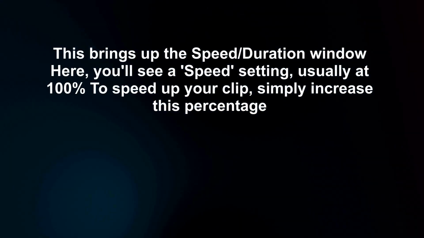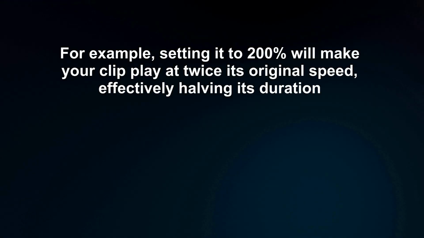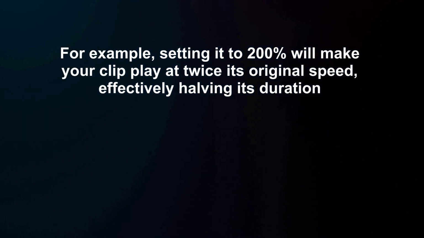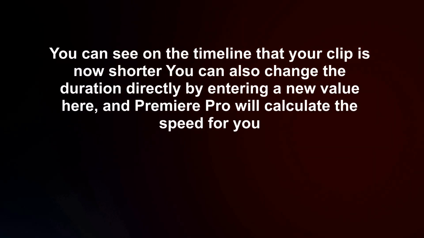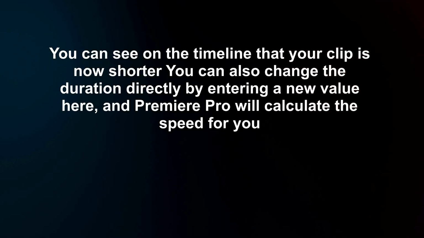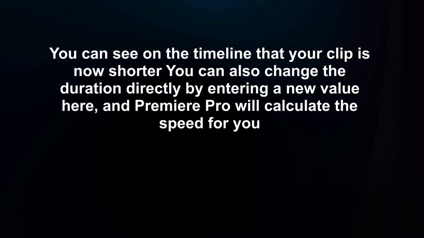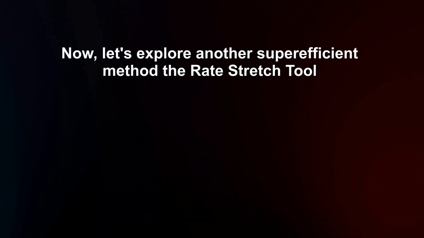simply increase this percentage. For example, setting it to 200% will make your clip play at twice its original speed, effectively halving its duration. You can see on the timeline that your clip is now shorter. You can also change the duration directly by entering a new value here, and Premiere Pro will calculate the speed for you. Now, let's explore another super efficient method, the Rate Stretch tool.